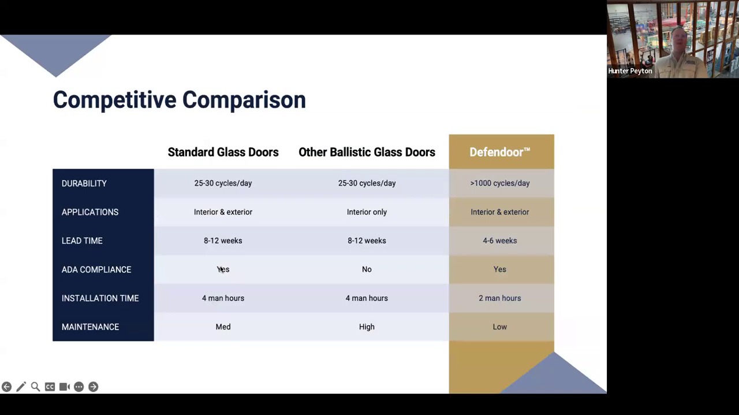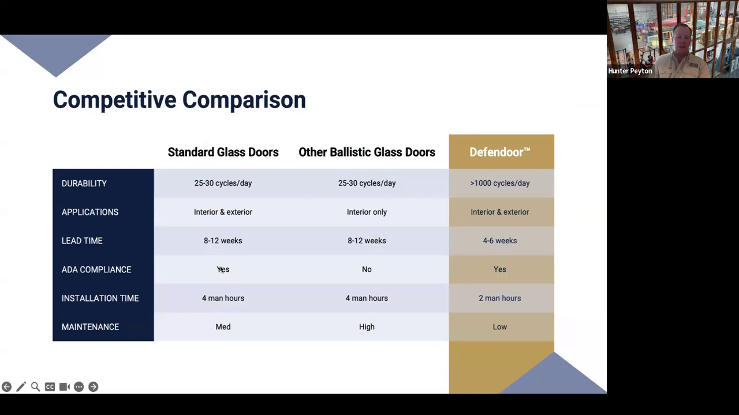Okay, competitive comparison. This was a hard one to put together because, again, to our knowledge, there is no other door like the Defend door. It's the first all-glass ballistic door of its kind. However, there's one other company that has a door that is similar.